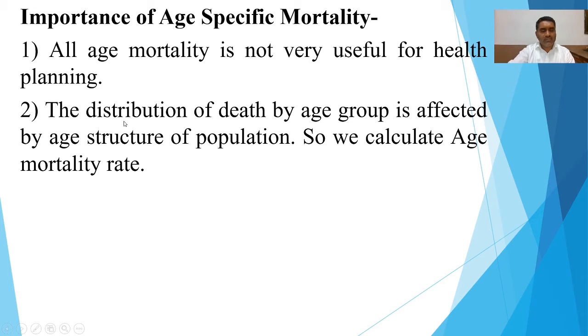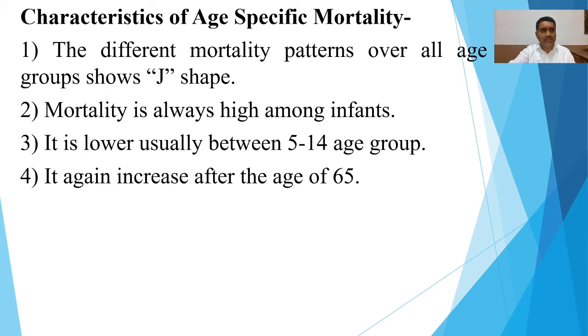As we know, children and old people have less resistance, and that's why their mortality is more, and that's why the distribution of deaths by age group is also affected by the structure of the population. That means how many aged people, children and youths are there determines the age specific mortality, and that's why we have to calculate the age specific mortality.